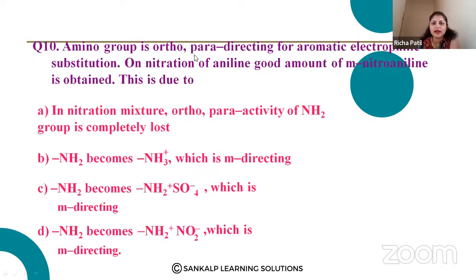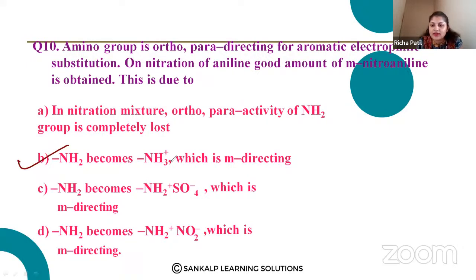The amino group is ortho-para directing for aromatic electrophilic substitution. On nitration of aniline, a good amount of m-nitroaniline is obtained. What is the reason? Okay, I'll tell you the answer. So the answer is B.